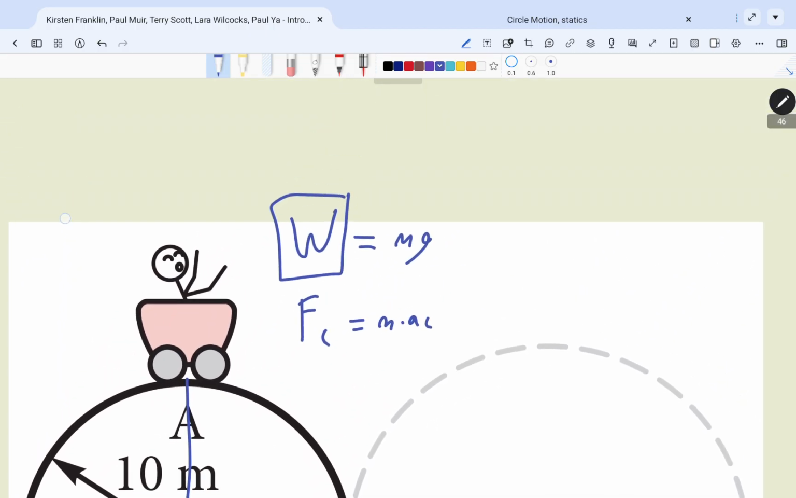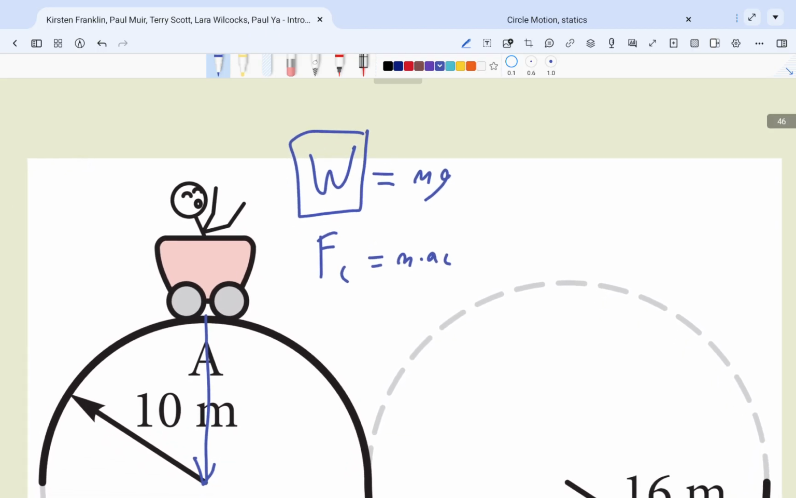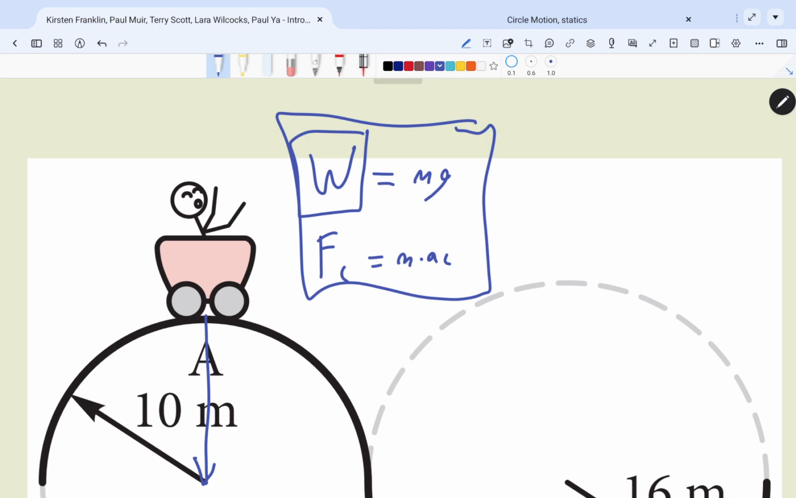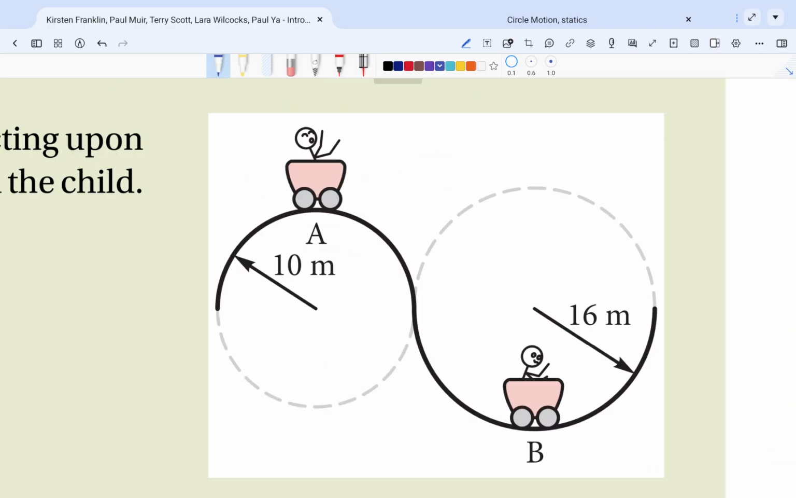And so we have to, oh, right. Because the centripetal force, the weight would already be included in that. The weight would already be included in the centripetal force. So, wait, what am I trying to say? Okay guys, sorry, I confused myself.